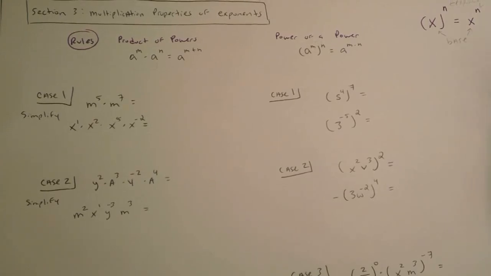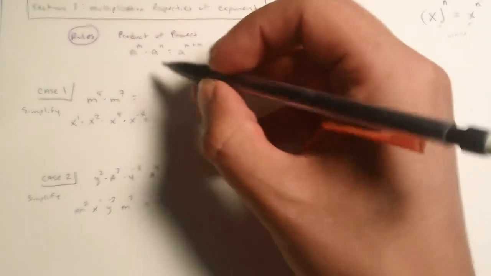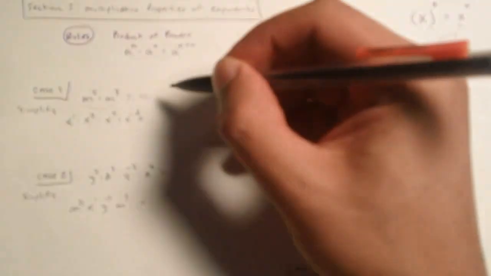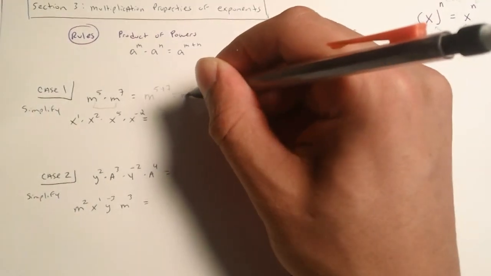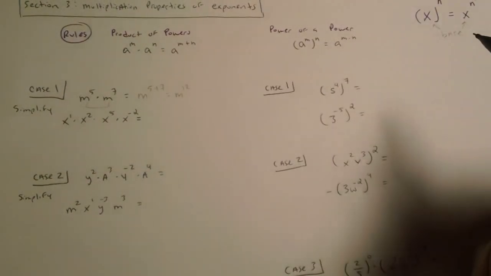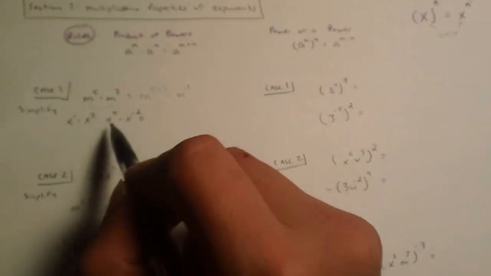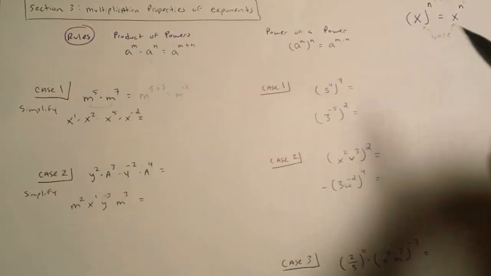Okay, so I guess I'll just start with these examples. In case 1 for product of powers, we have m^5 times m^7. If you notice here, they have a common base, which is m. The exponents here are 5 and 7, so we can just write 5 plus 7, which equals m^12. It's that simple. There's nothing hard about it. What will probably be hard is whenever there are more added terms and different letters involved, but we'll get to that.